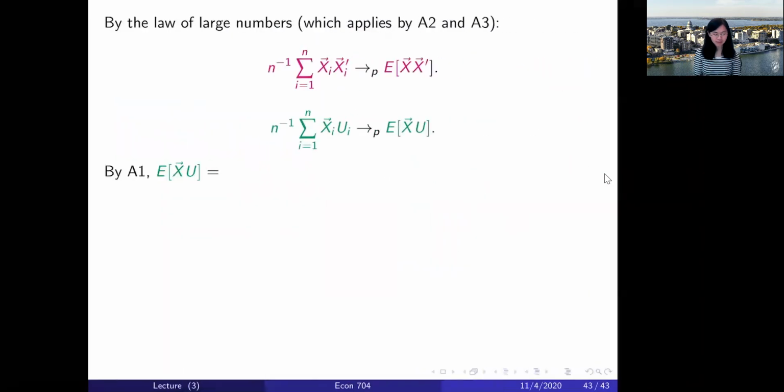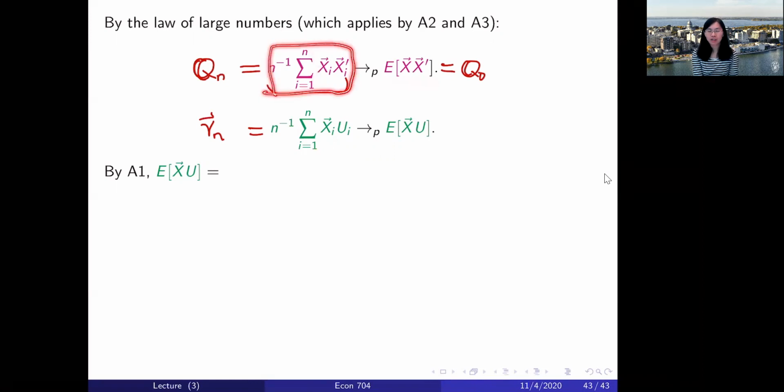All right, so next we will work on the Qn. This is actually our Qn matrix. And this is actually the Rn vector. The Qn matrix converges in probability to this Q0 matrix. The reason is every element of this sequence is a sample average of IID random variables. So for example, the first element is 1 over n, sum i from 1 to n.